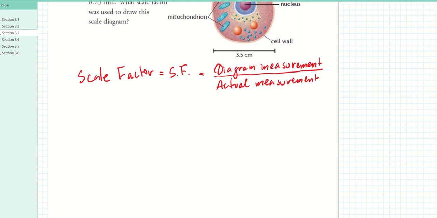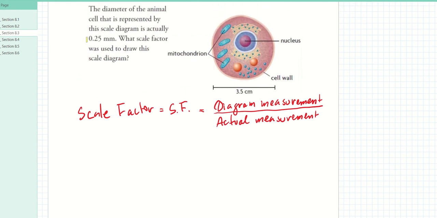Now, again, there's a couple of ways you can do this. But the one thing that you have to be really careful with are the units, because if you look, we have the actual dimension given in millimeters and the diagram is given in centimeters. So before you find the scale factor, you have to have the same units, otherwise you will get the wrong answer. So you have two options. You can either convert millimeters to centimeters for the actual measurement, or you can convert centimeters to millimeters for the diagram measurement. Doesn't matter which one you convert as long as you have the same units.